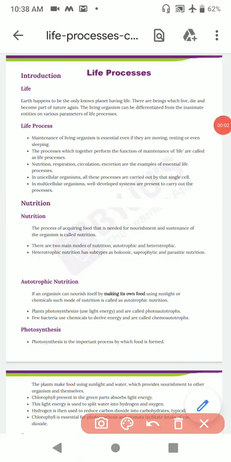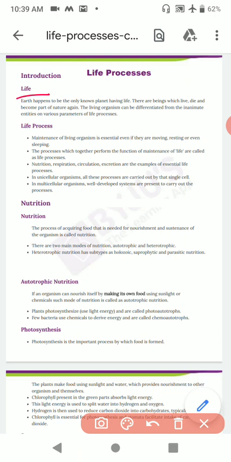Hello, students. The next chapter is life processes. Introduction: we are just starting from the very first word, life. Earth happens to be the only known planet having life. We know that in the solar system, the Earth is the only planet on which life exists.